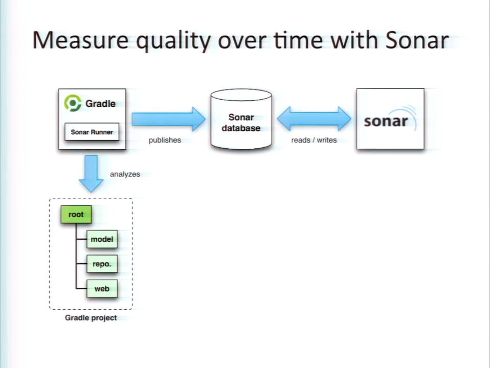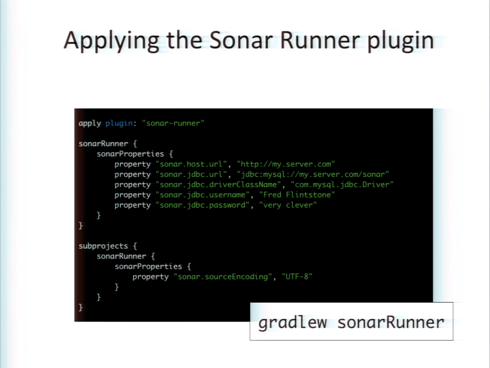On your CI server, once per night, the CI server runs the Sonar Runner task. The results get published into the Sonar database. And the Sonar web application then reads and writes from that database and gives you a nice view on all your metrics over time. Run once per night, and that is part of your quality game.